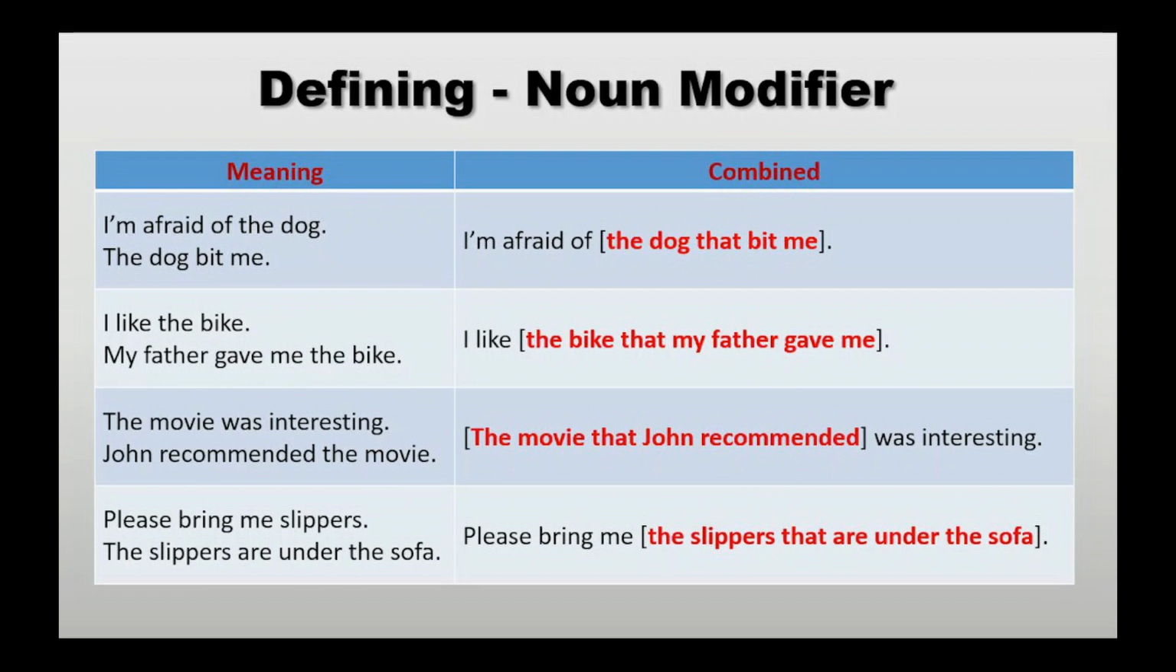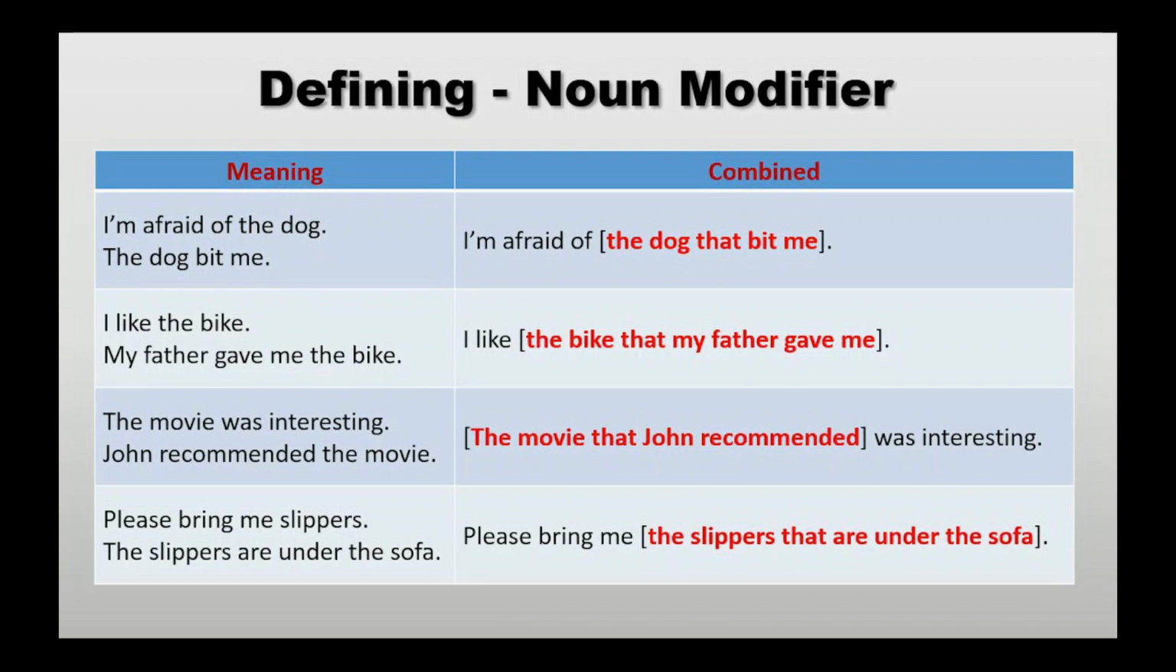Next one, these two sentences. The movie was interesting. John recommended the movie. Put together, the movie that John recommended was interesting. The movie that John recommended was interesting.